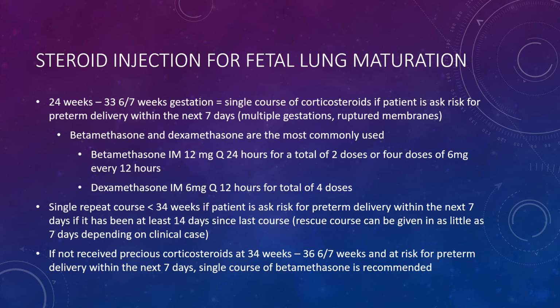Now, if they are 34 weeks to 36 weeks and 6 days gestation and they're at risk for having a preterm labor and delivery within the next 7 days, you can do a single course of betamethasone if they have not previously gotten corticosteroids.